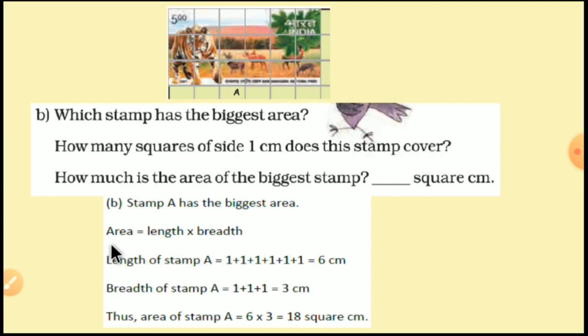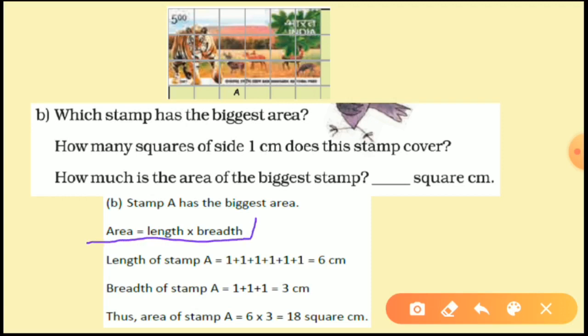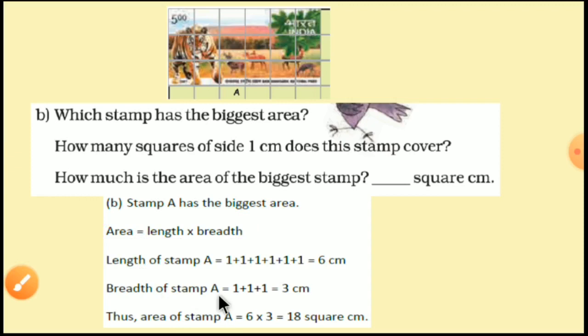Now, first of all, remember this formula. Let me tell you, this is a formula to find out area. Okay, and what is that? Area is equal to length multiplied by breadth. That is a formula, and remember it. Why? Because it will always be helpful to you. So remember it. Now our question is how many squares of side 1 centimeter does this stamp cover?